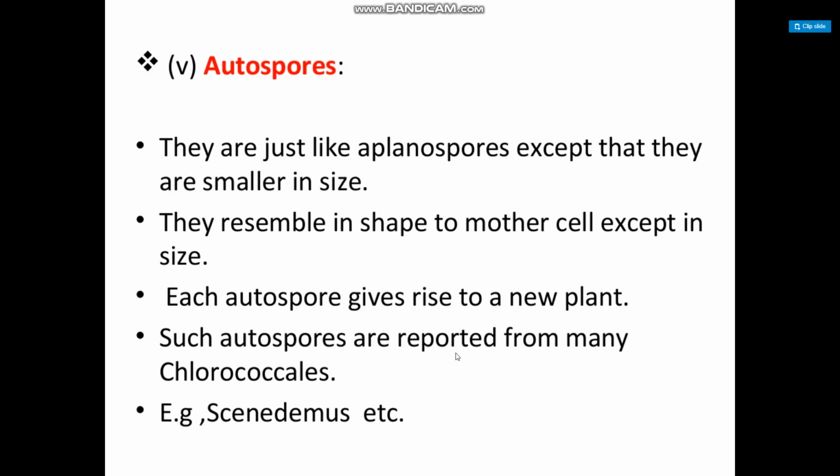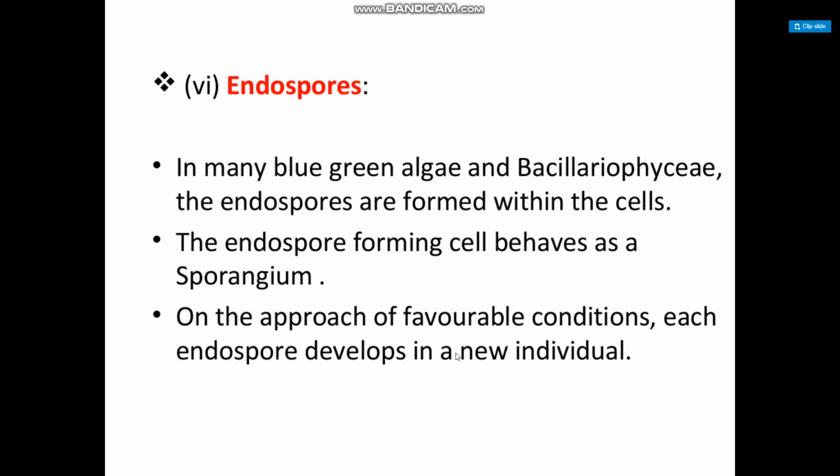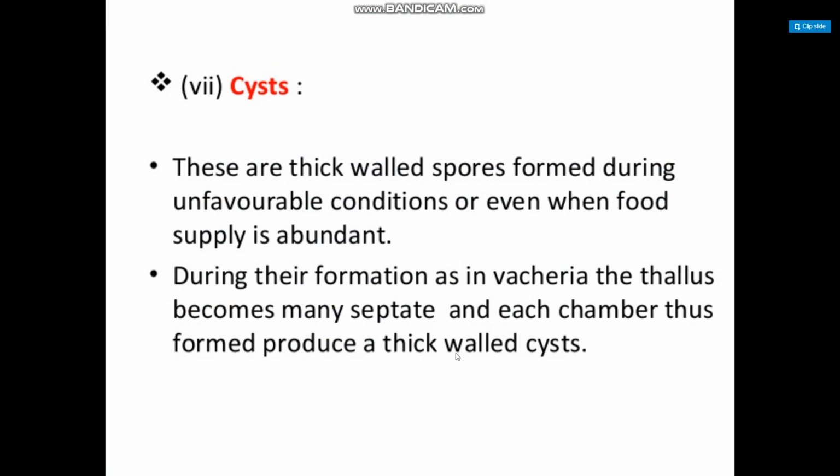The fifth one is autospores. They are just like aplanospores, and they resemble the mother cell in shape except in size. Each autospore gives rise to a new plant, and such autospores are reported from many Chlorococcales, for example, Scenedesmus. Sixth, endospores, found in many blue-green algae and Bacillariophyceae. The endospores are formed within the cells, and the endospore-forming cell behaves like a sporangium. On the approach of favorable conditions, each endospore develops into a new individual.